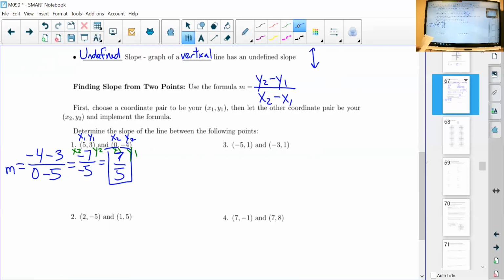Then 3 and 4 are a little different, so we'll talk through those. I'm going to label this x1, y1, x2, y2. I'm going to plug it in. Feel free to go ahead of me if you'd like.